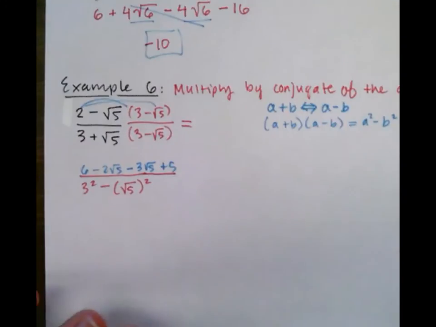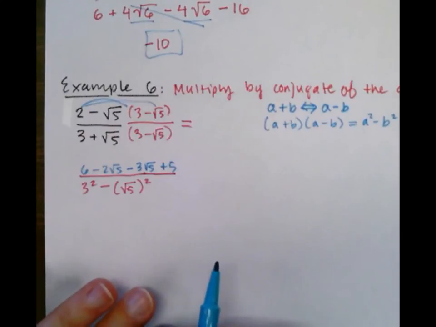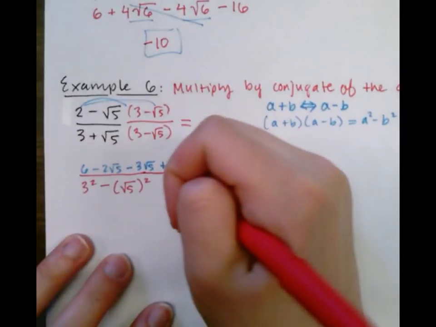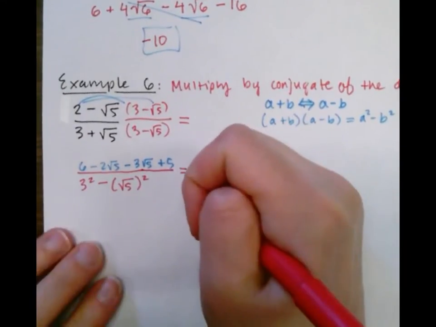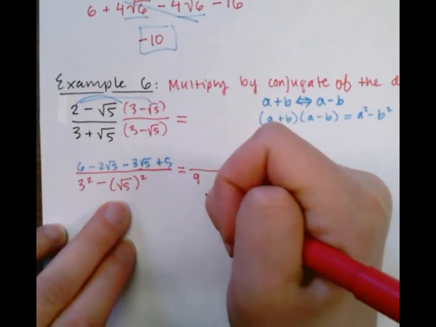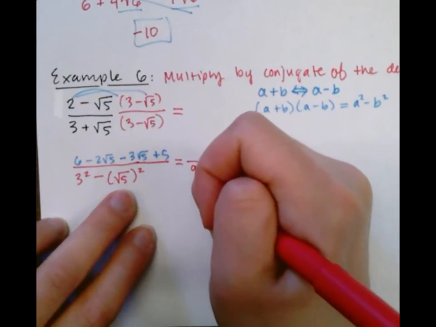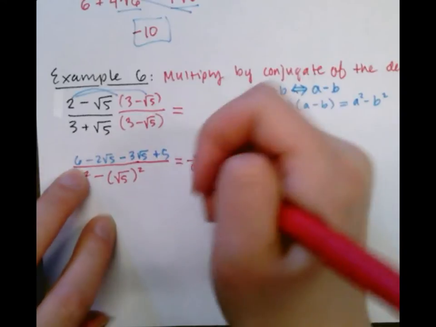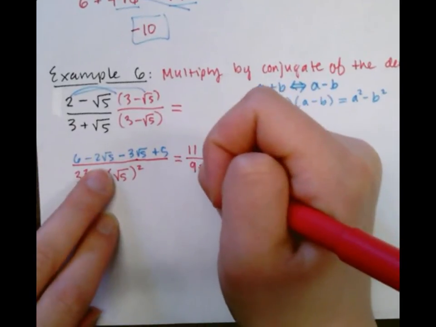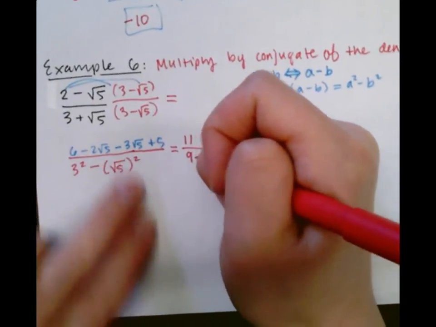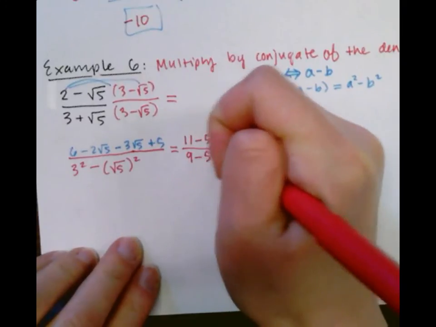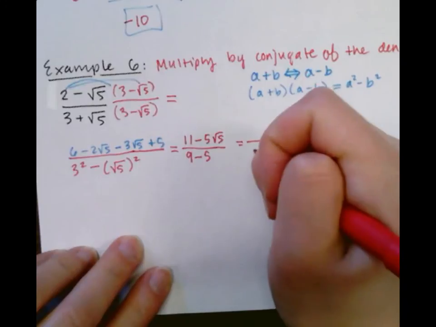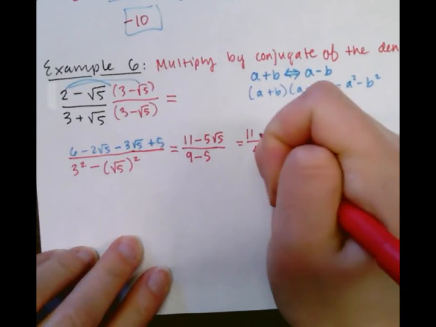Now I'm looking to see how everything simplifies. On the bottom, 3 squared is 9, and root 5 squared would just be 5, so 9 minus 5. On the top, I have 6 and 5 make 11, and then negative 2 root 5 and negative 3 root 5 make negative 5 root 5. The last step would just be to do 9 minus 5 and get 4 as our denominator.